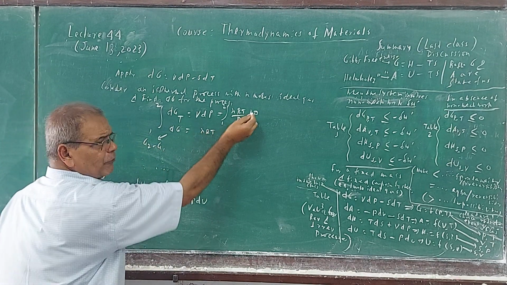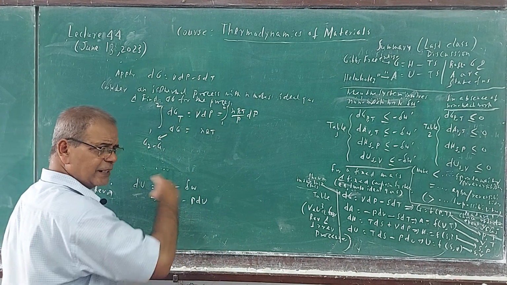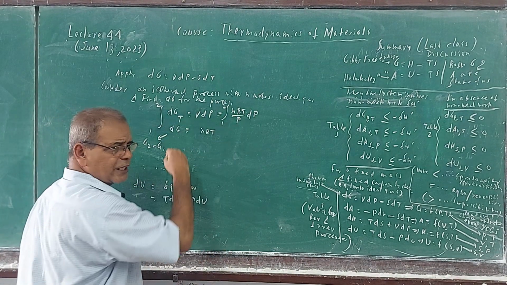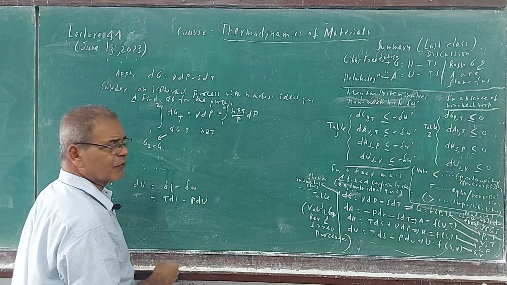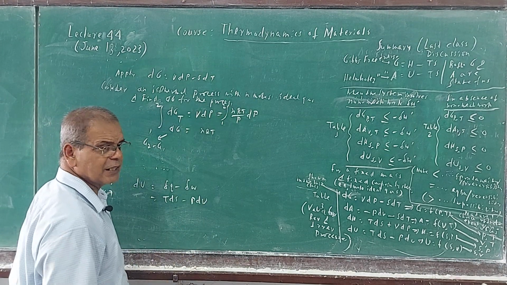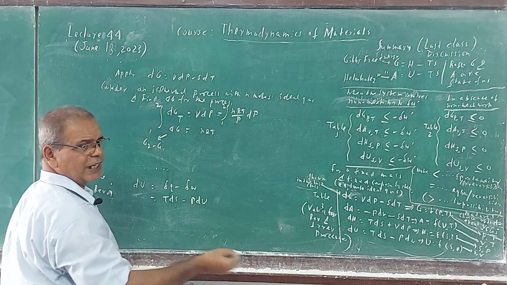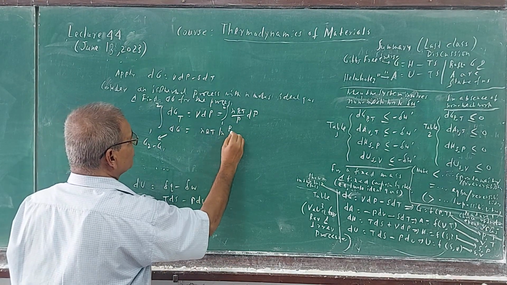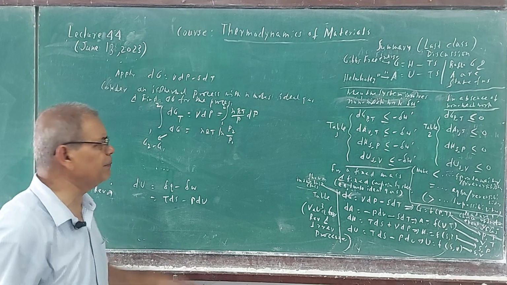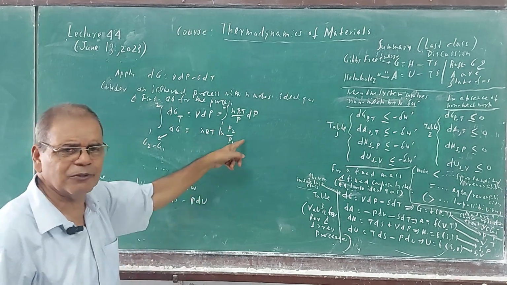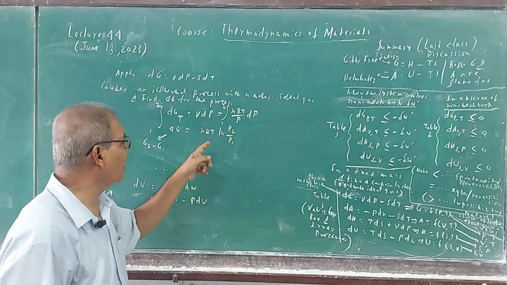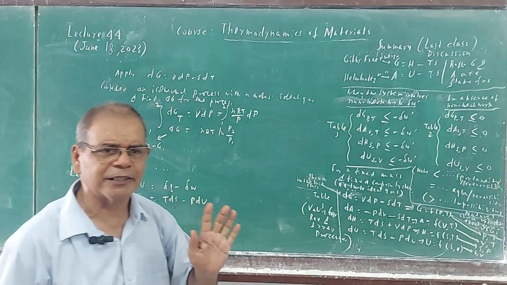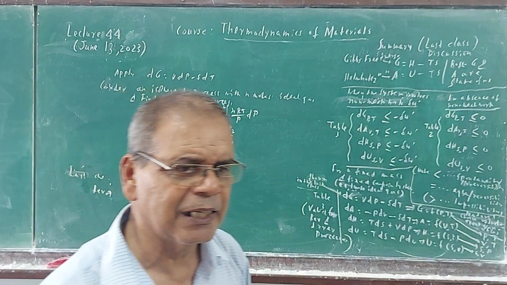nRT, T will be outside. T will be outside. Why? Because it is a constant isothermal process. That's why it has dropped and will come out. nRT ln P2 by P1. That's it. This is the application. If I say the pressure goes from 10 atmospheres to 1 atmosphere, temperature is 500 Kelvin, n is 3, can you do it?